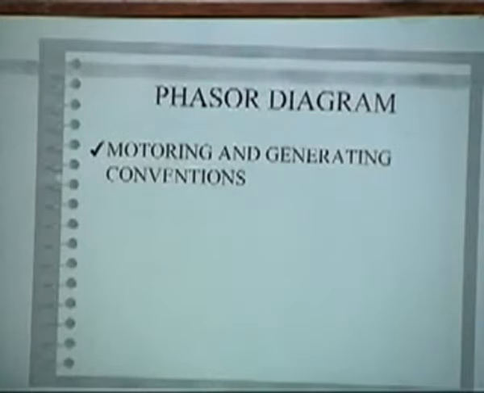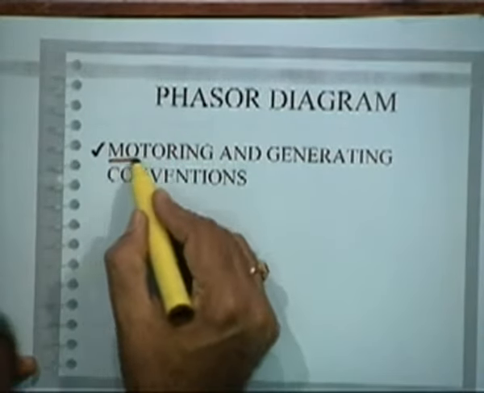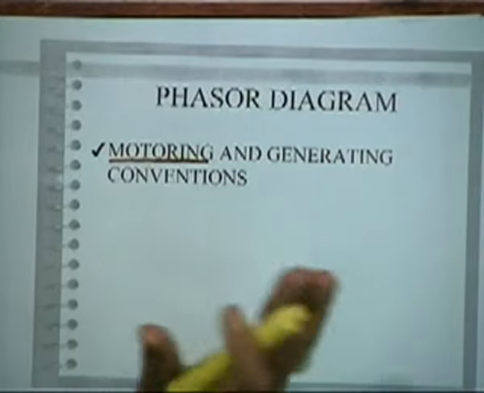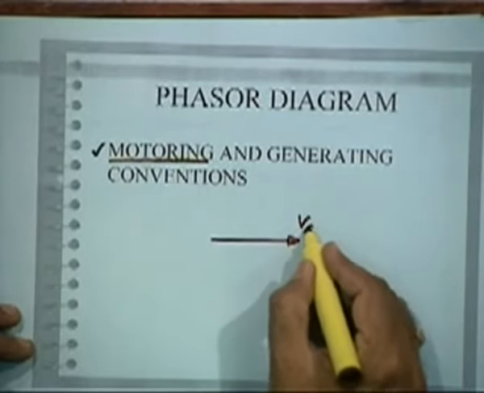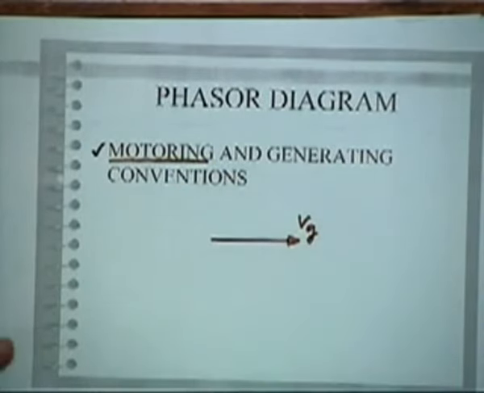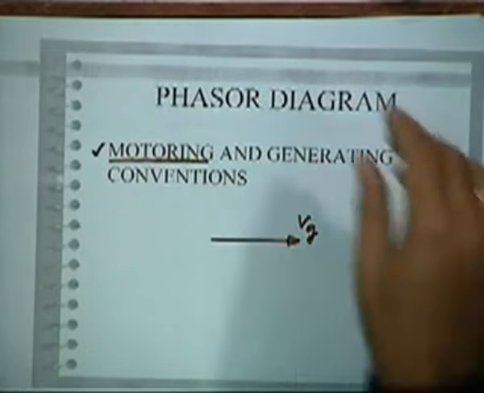Now let us look at a phasor diagram of this. Because you are comfortable with motoring conventions, I will not change the direction. We only use the motoring convention and make slip negative. Is it okay? Use the same motoring convention and make slip negative. Let us start with Vg, the air gap voltage.